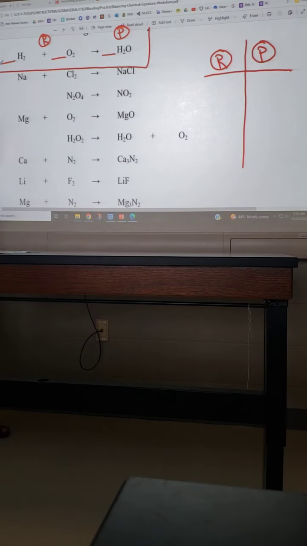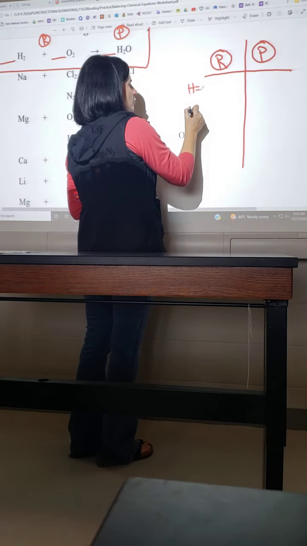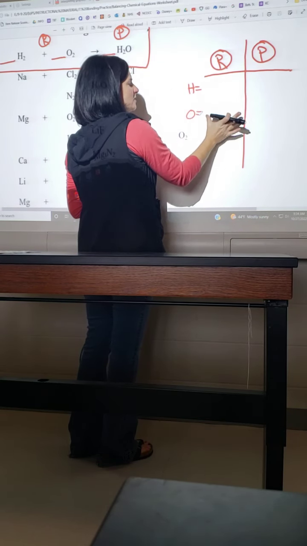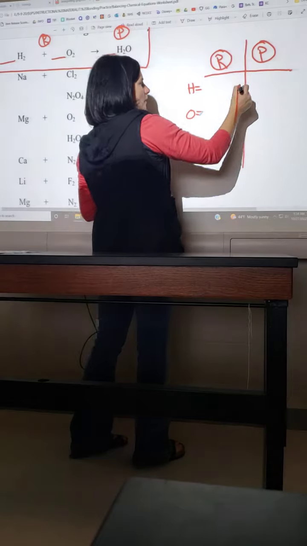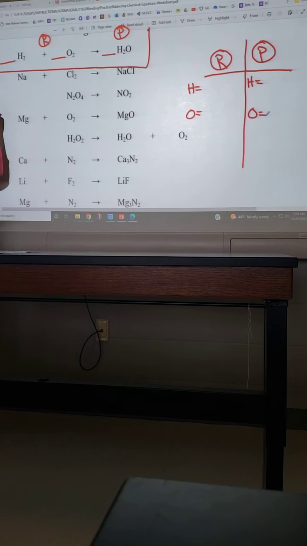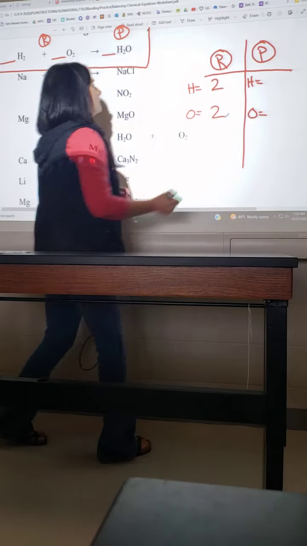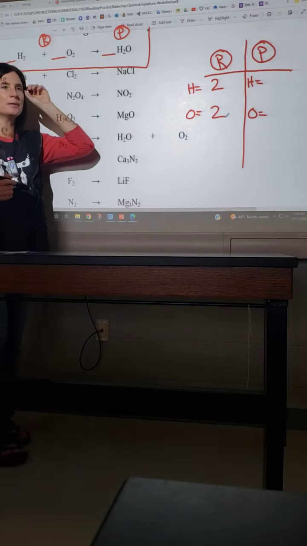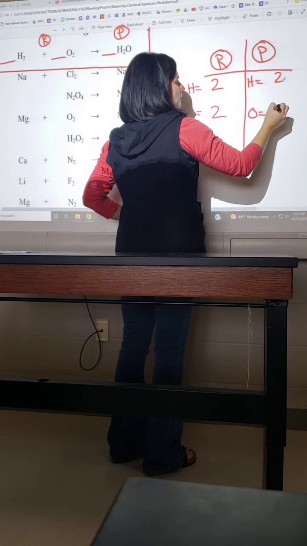So what are the two elements that we're dealing with here, Billy? Hydrogen and oxygen. Good. So I'm going to put H and O, and notice I'm giving myself plenty of room. Don't work right up to the line, because you may have to cross things out. All right, so on the reactant side, Dane, how many hydrogens and oxygens do I have? Two for both, right? We see that with our subscripts. On my product side, Brookston, what do I have? Two hydrogens and one oxygen.